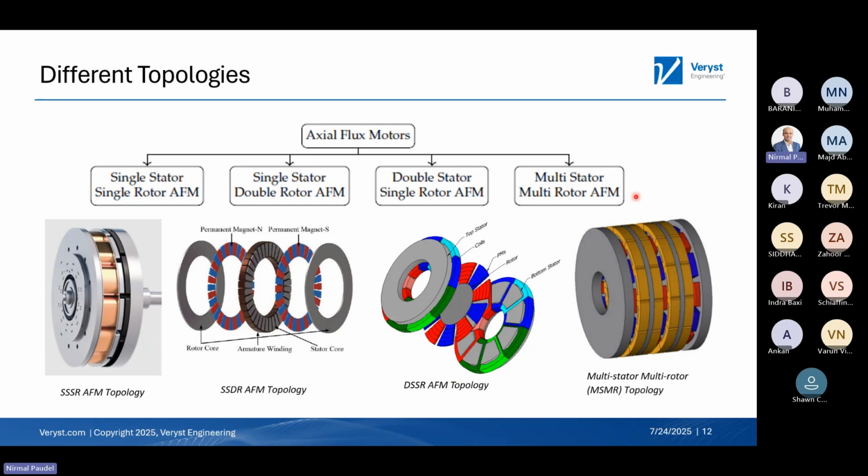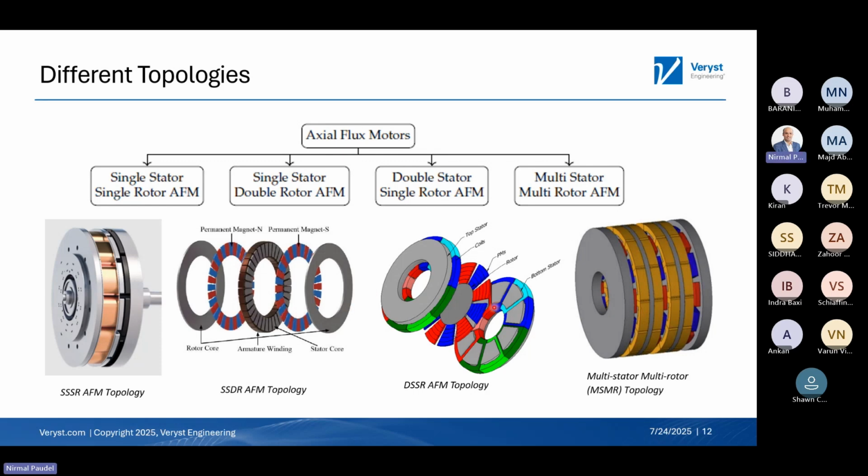Then multi-stator, multi-rotor. So we have here stator, and then we have 3 rotor, 2 outside, 1 in the inside, in the middle. Now there are some advantages for this single stator double rotor configurations because it's asymmetric, so there is less vibrations.